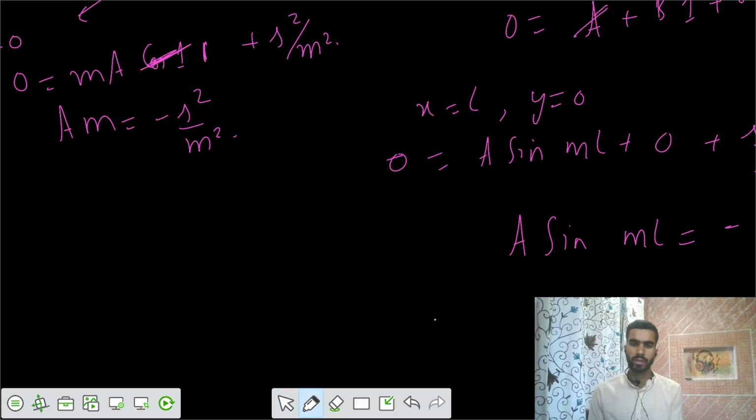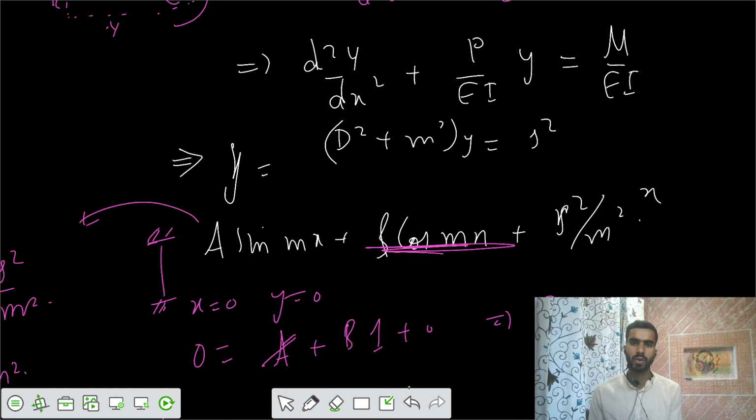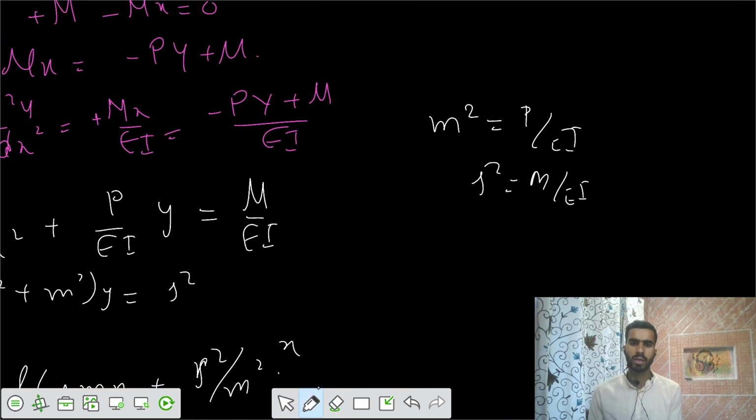So if I substitute those values of a and m, I don't know the value of a, but I know the value of m, and I know the value of s square by m square. What is the value of s square by m square? So s square by m square equals m by EI by P by EI, so the value of m by p.